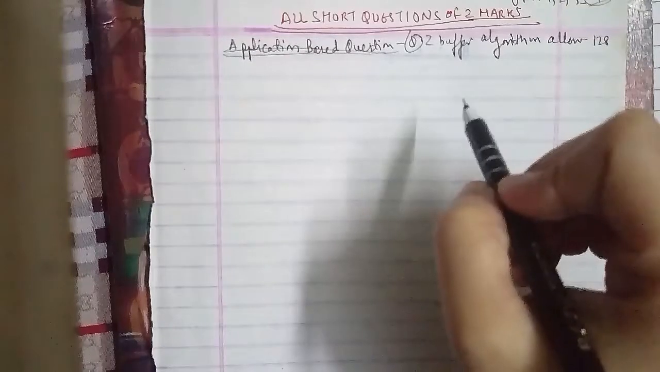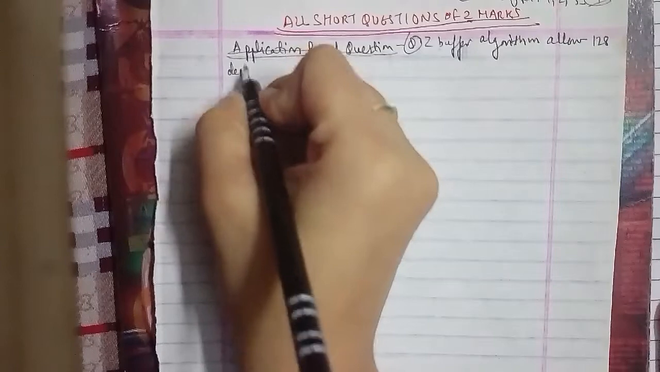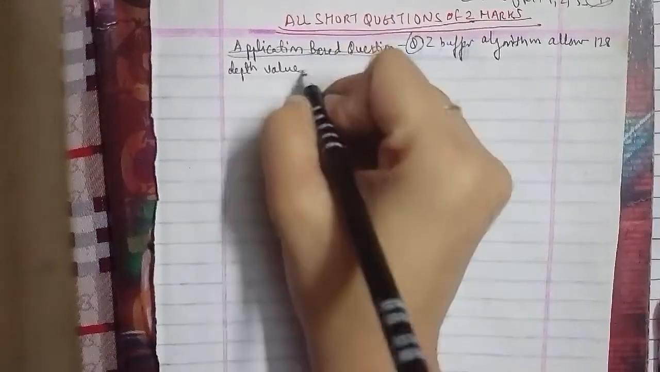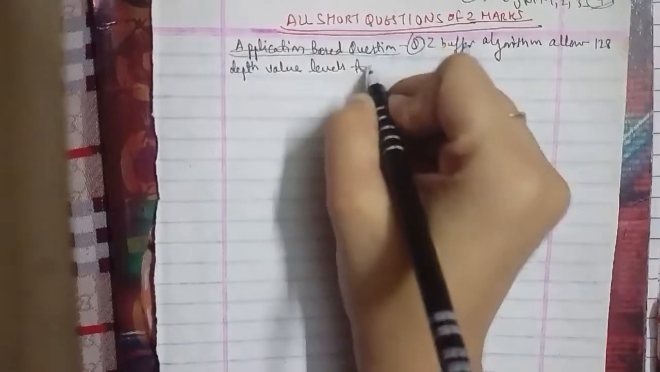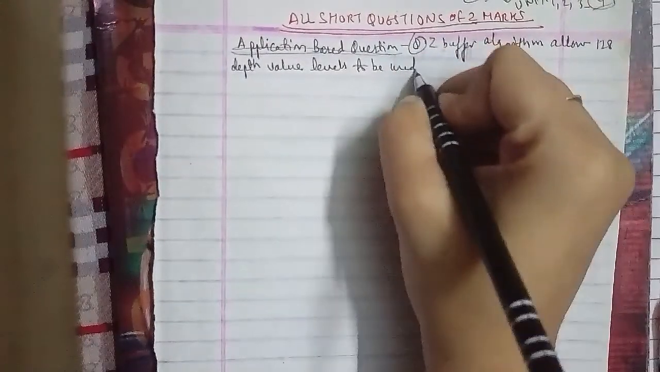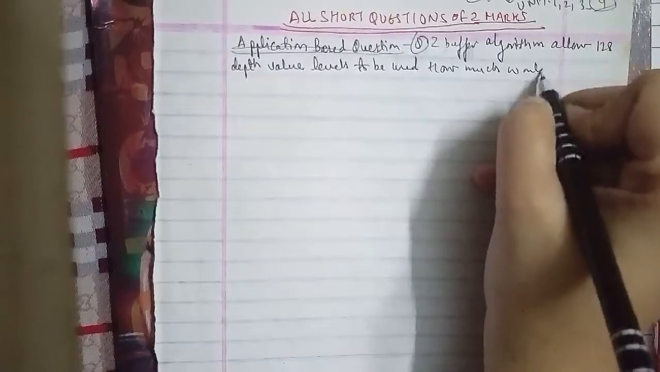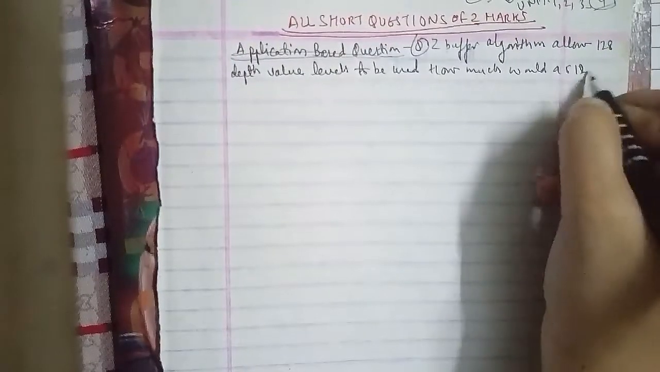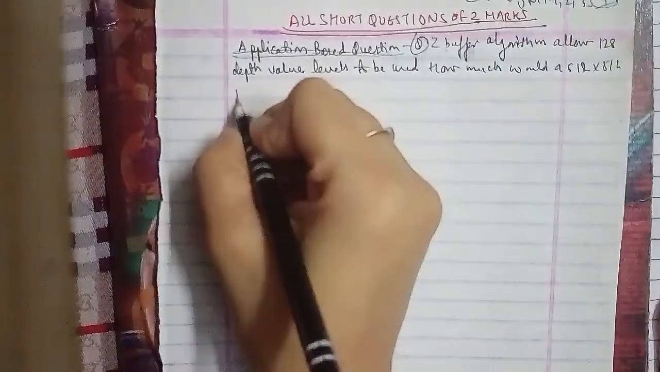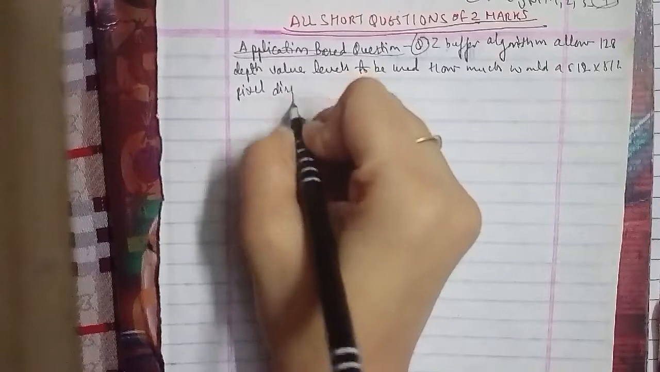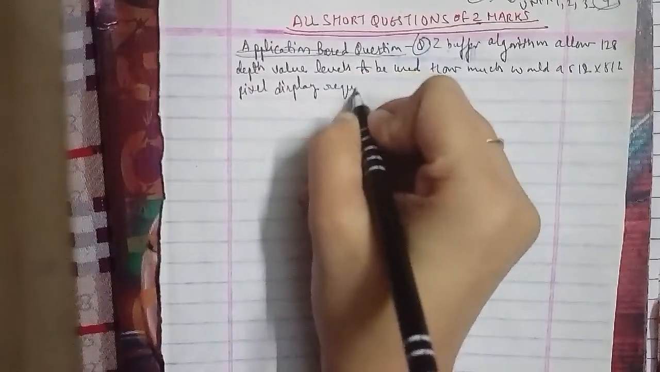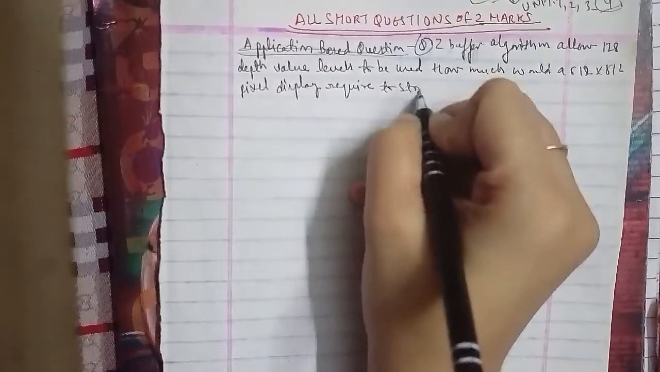So the 128 depth value levels to be used, how much would a 512 cross 512 pixel display require to store the Z buffer if the scene consists of 14 objects.